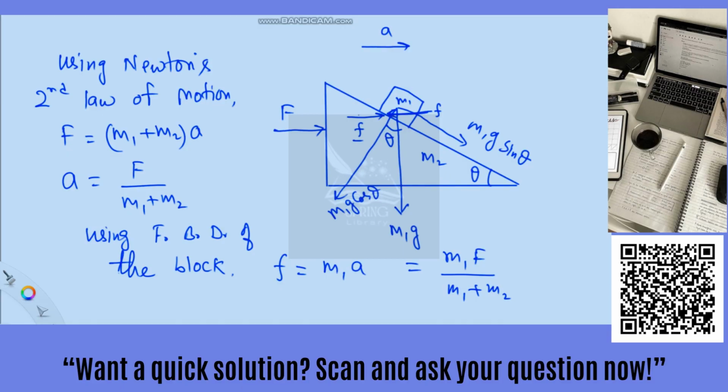towards left also. So this force may be resolved into two components because this angle is also theta. So the component of this force which is acting towards left, that will be the horizontal component. Force is itself horizontal, so the component along the incline will be f cos theta, and perpendicular to the incline f sin theta.